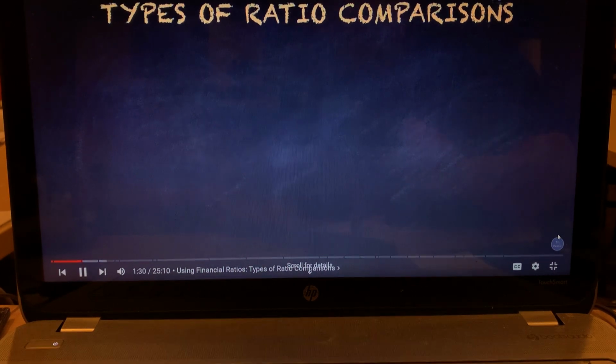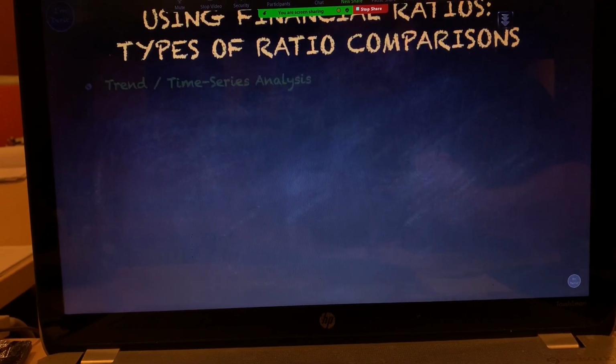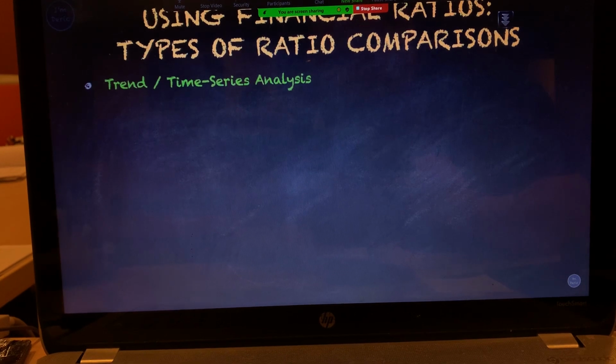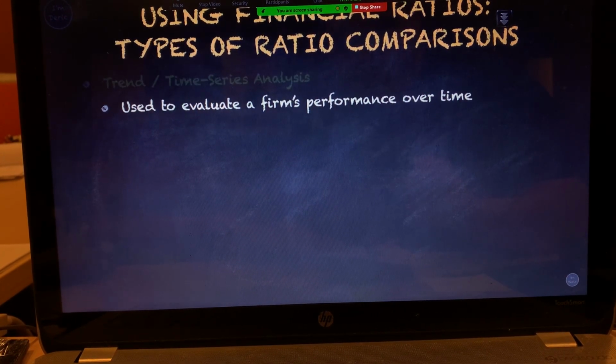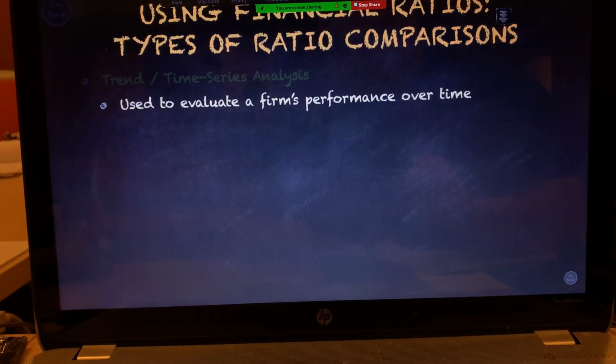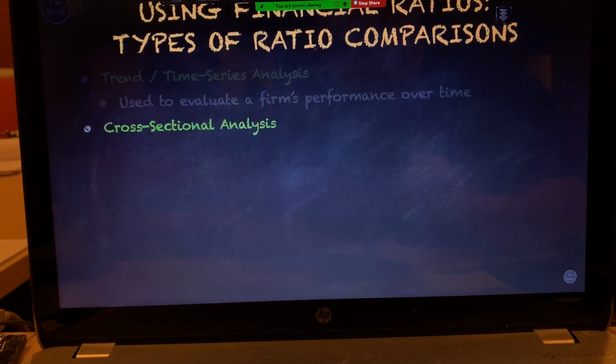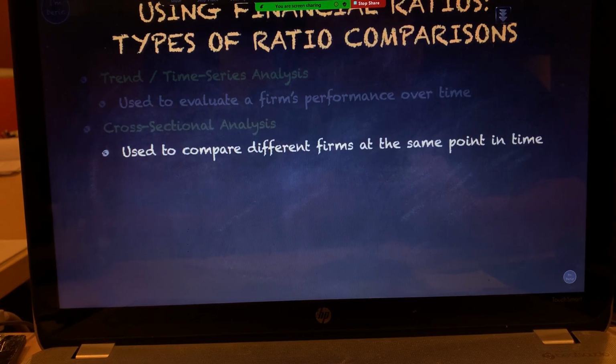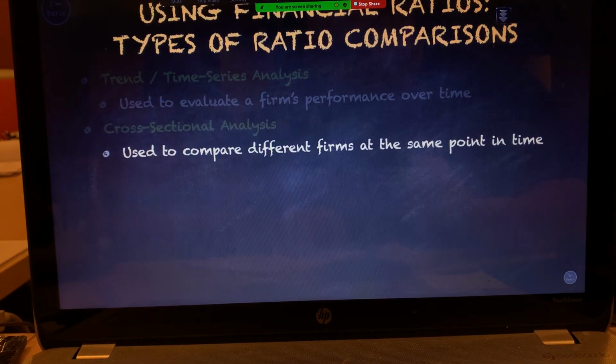There are two types of ratio comparisons. First type is trend analysis or time series analysis. Trend analysis is used to evaluate a firm's performance over time. This is to compare the performance of one company over many years. Second type is cross-sectional analysis. It is used to compare different firms at the same point in time, which means it compares the performance of many companies in the same year.